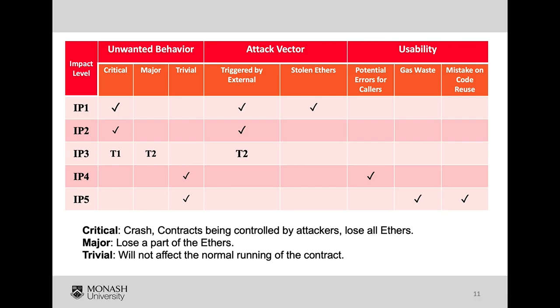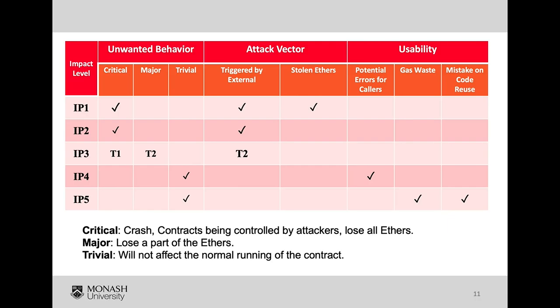There are 2 types of IP3. Type 1 defects can lead to critical unwanted behaviors, but the unwanted behaviors cannot be triggered externally. Type 2 defects can lead to major unwanted behaviors. The unwanted behaviors can be triggered by attackers, but they cannot make profits by using the defects.